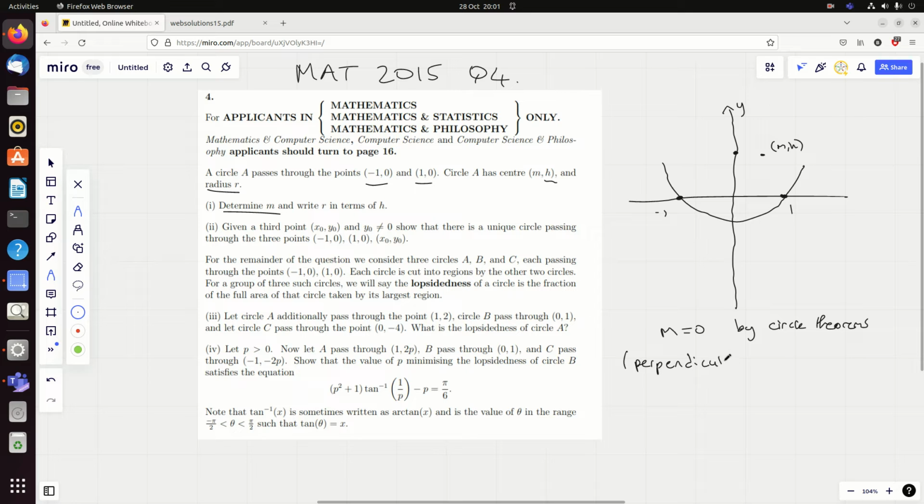So perpendicular bisector of chord, and I mean the chord which lies on the x-axis, must pass through the center. That's the reason why m is 0. That's the easiest way of getting m as 0 there.